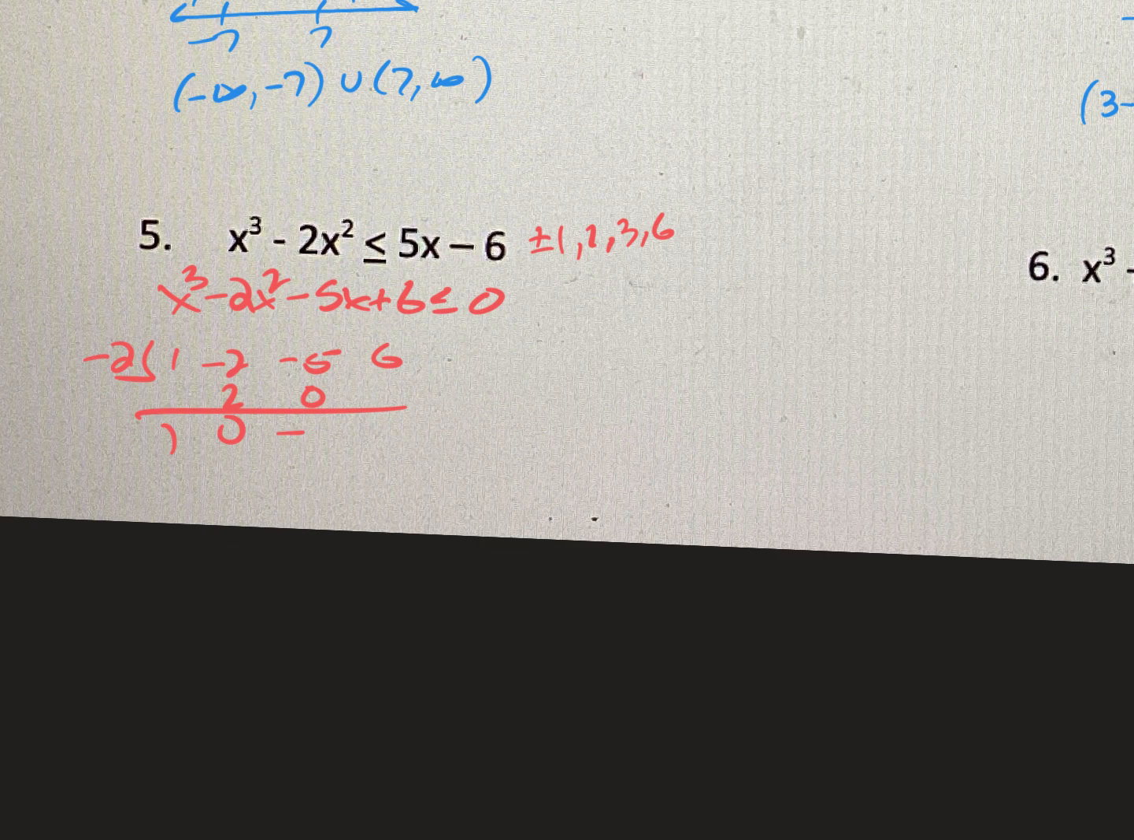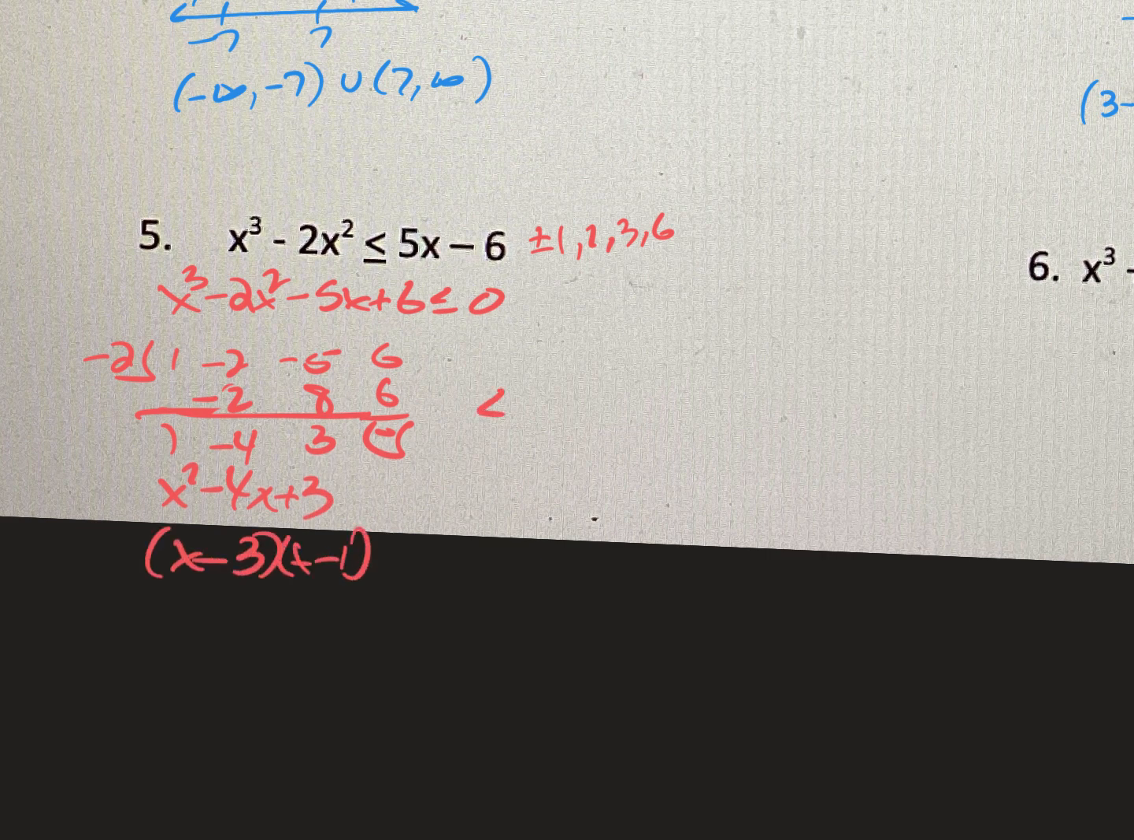Doesn't look like it. Let me see if I made a mistake there. Sure did. How do I multiply there? Okay. 1 times -2 is -2, which is -4, which is +8, which is 3, which is 6. There we go. And that leaves me with this right here, x squared minus 4x plus 3. I can factor that and get x minus 3, x minus 1. So now I can draw my sign graph. I have a 0 at -2. Got to put that there.